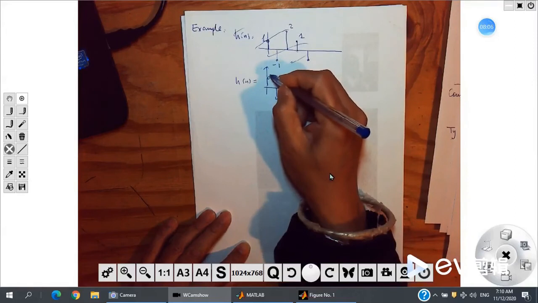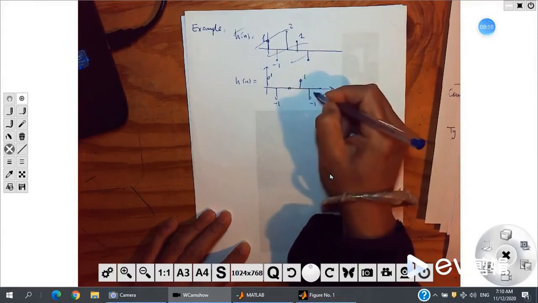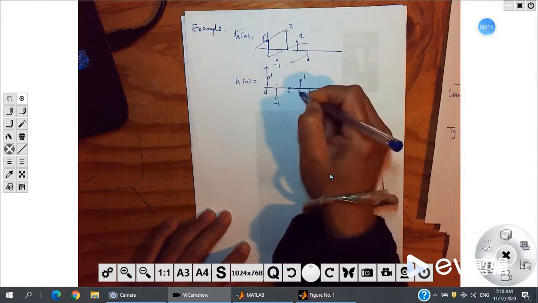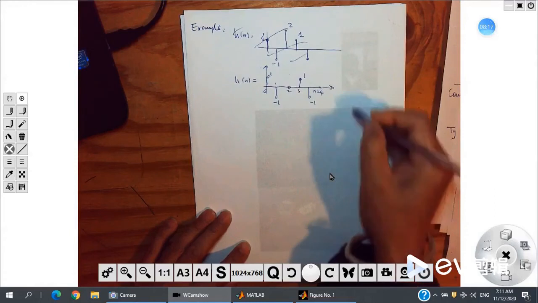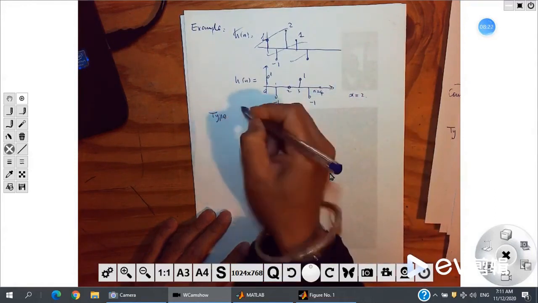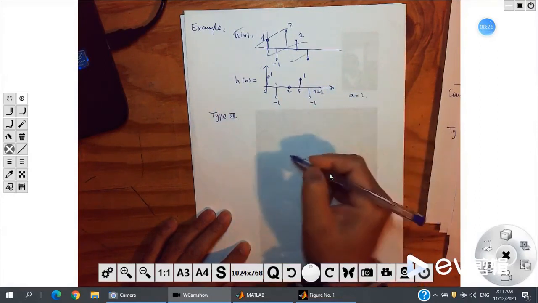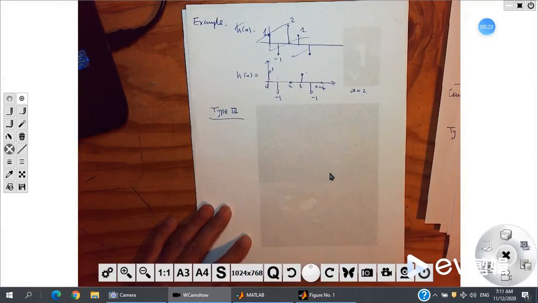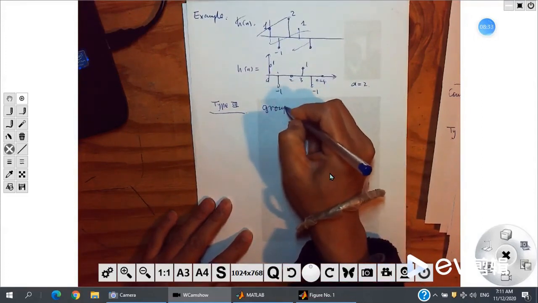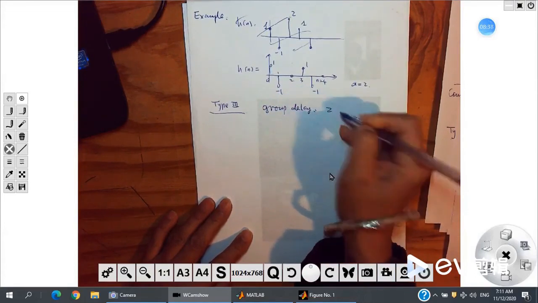This is 1 and the negative 1. Here n equal to, okay, 0, 1, 2, 3, n equal to 4. Right? So alpha is 2. And this is a type 3, right? Because the n is even. Alpha is the integer. This is type 3. And then, okay, the group delay. It's just 2.